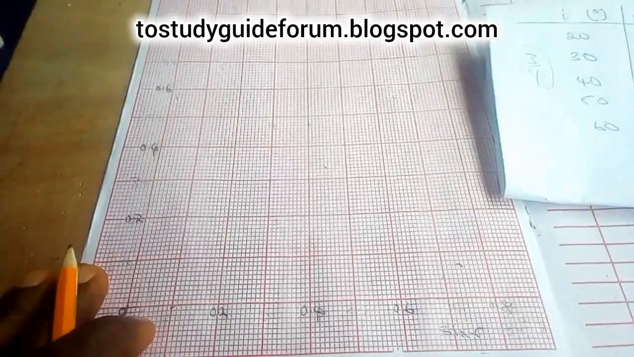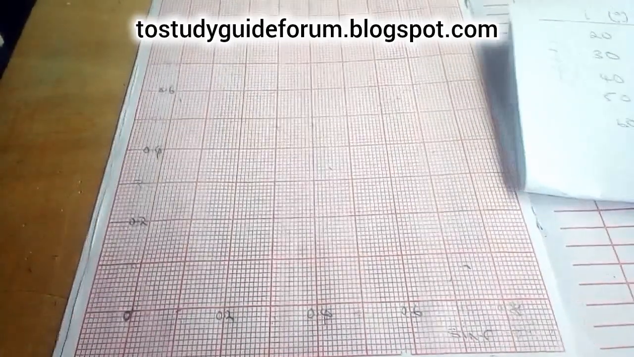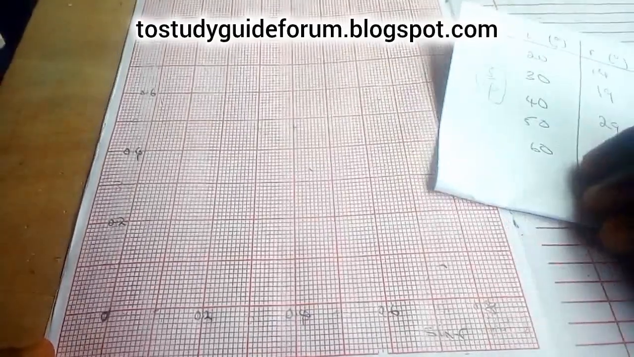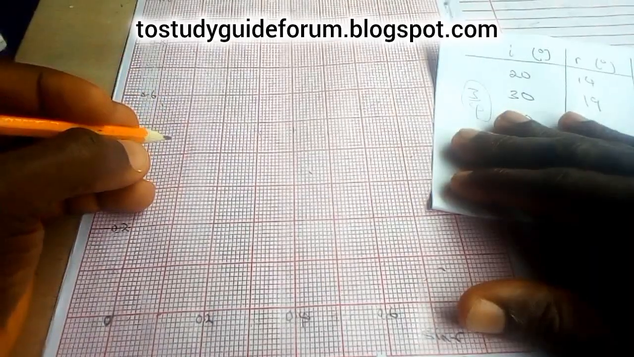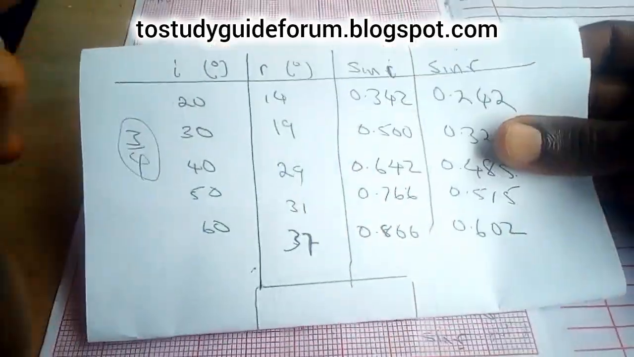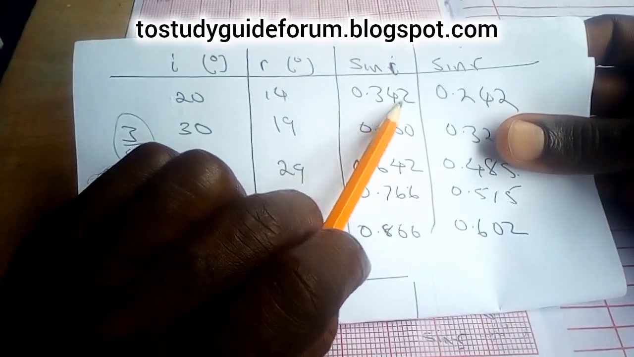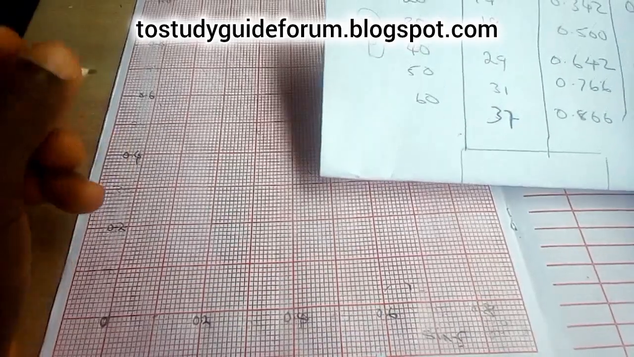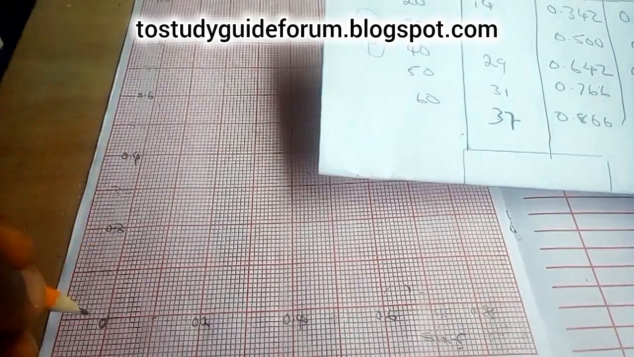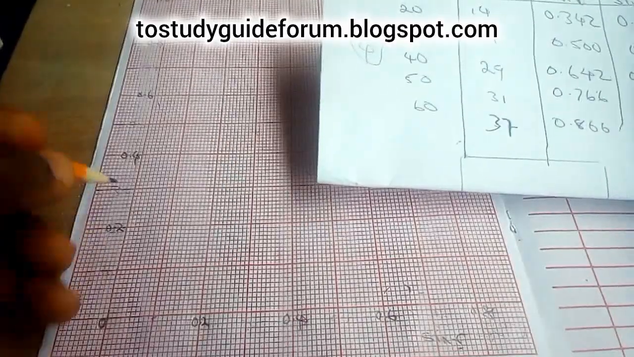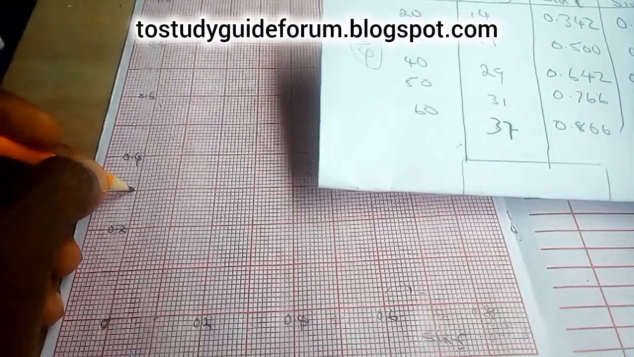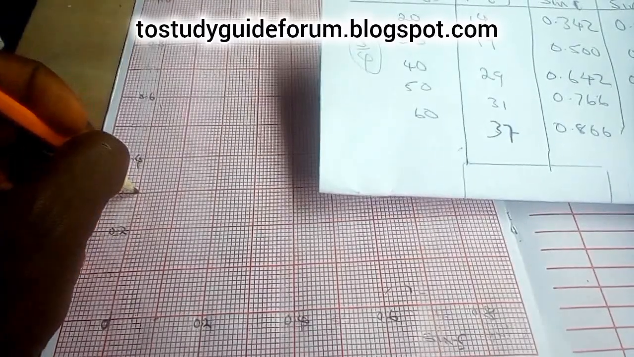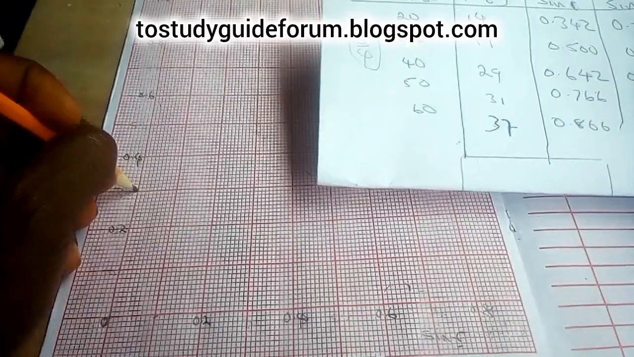In order to plot it, remember the first one we have in sine R is 0.34 approximately. We're going to be rounding it up, because our scale can only access 2 decimal places. So now we start from here. We locate 0.3. This is 0.2. Between 0.4 and 0.2 we have another thick line, that is 0.3.